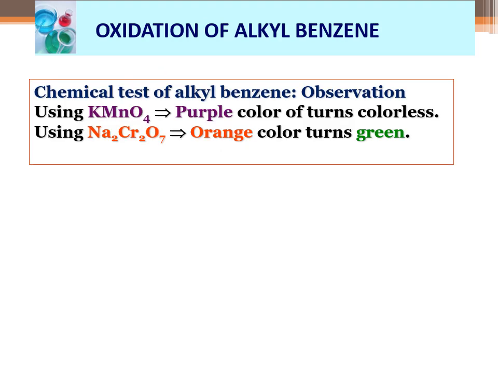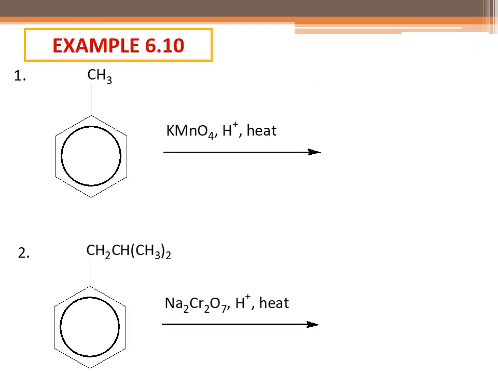Oxidation test is one of the chemical tests to detect the presence of alkylbenzene. So the observation is, if we use potassium permanganate, purple color will turn to colorless and brown precipitate will form because MnO2 is going to be produced at the bottom of the test tube. And for the second one, when we use sodium dichromate, orange color will turn to green.